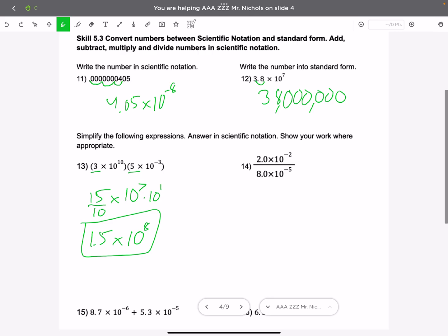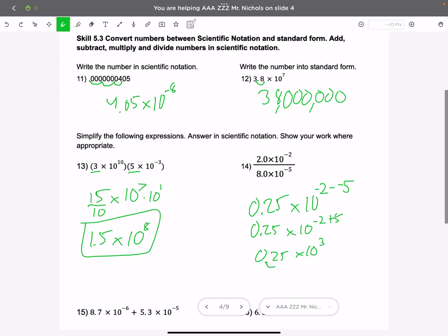All right. Now 14, this is probably the most missed one. 2 divided by 8 is just 0.25. And then this is times 10 to the negative 2 minus negative 5. Now remember, that's minus a negative. So that's the same as saying 0.25 times 10 to the negative 2 plus 5, which is 0.25 times 10 to the third power. Now, once again, it's not in scientific notation.